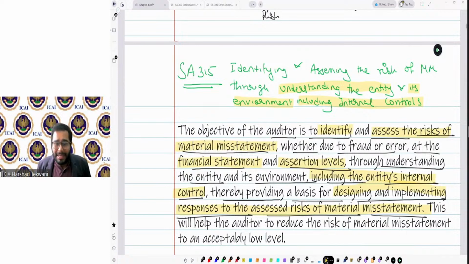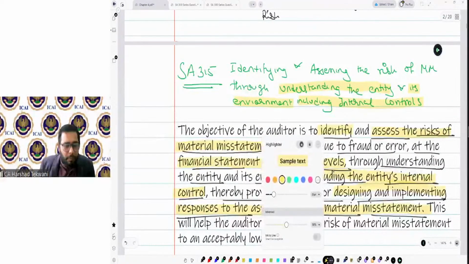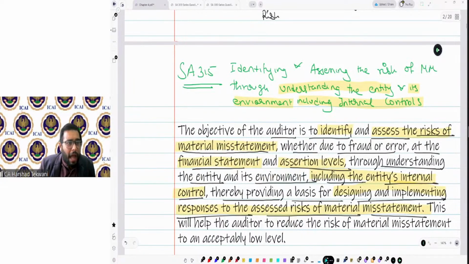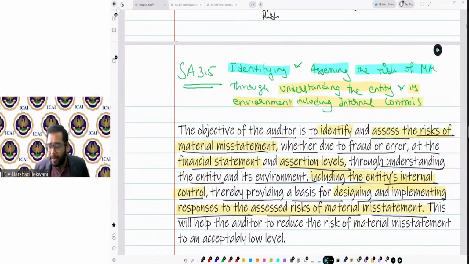Now the next part is this one: identifying and assessing the risk of material misstatement. So once you understand the entity and once you understand the internal controls, the next step is to identify and assess the risk of material misstatement.